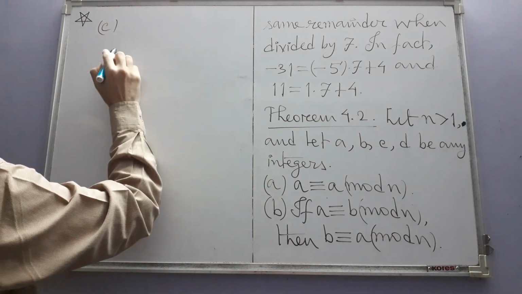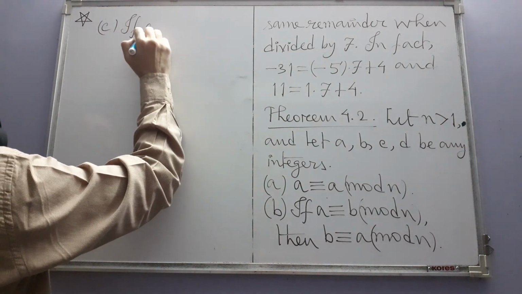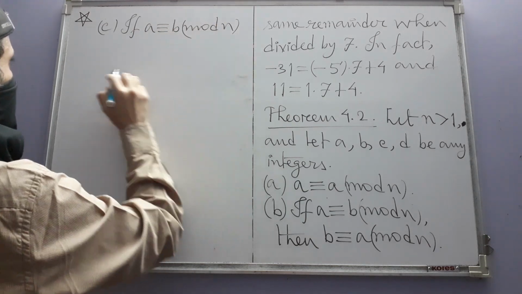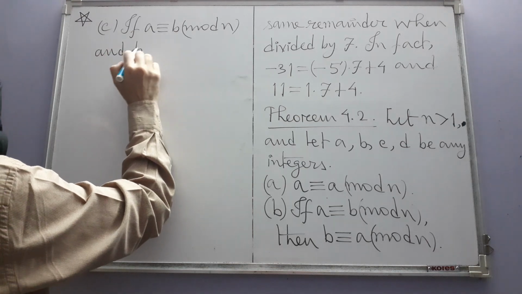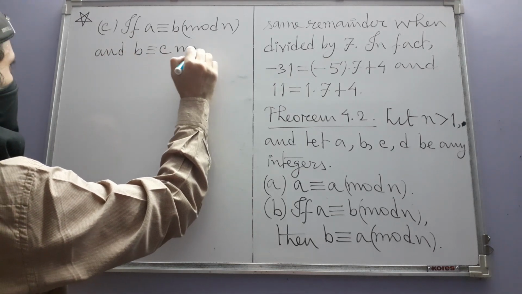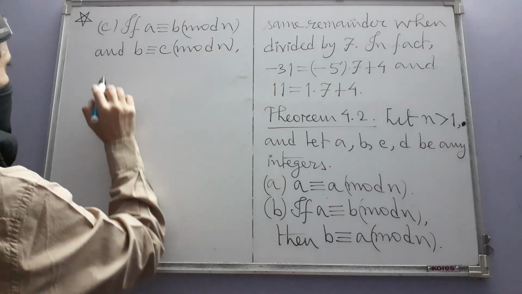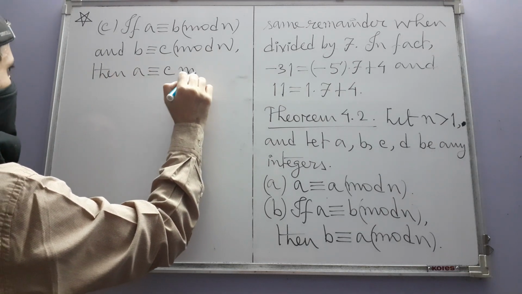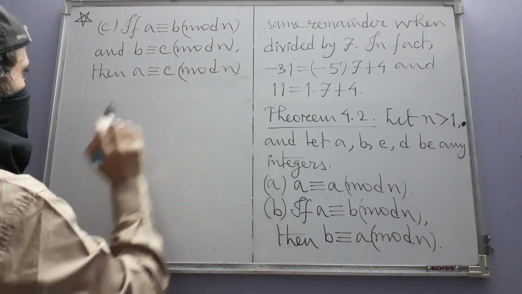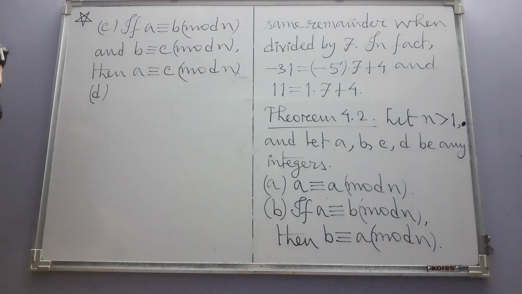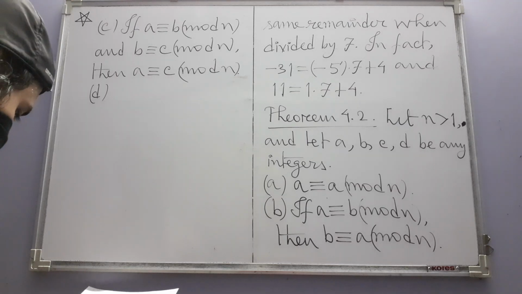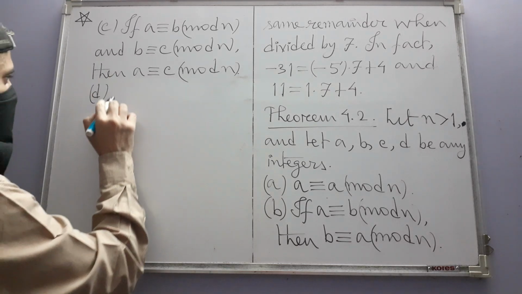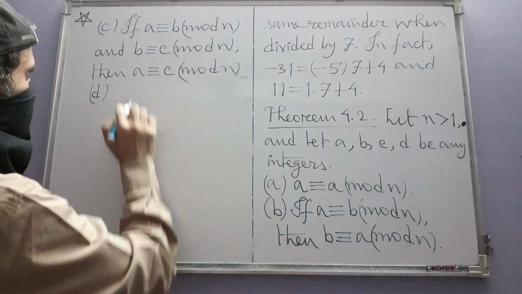Next comes transitivity. If A is congruent to B modulo n and B is congruent to C modulo n, then A is congruent to C modulo n. Then we have some algebra involving congruences. You can add 2 congruences.